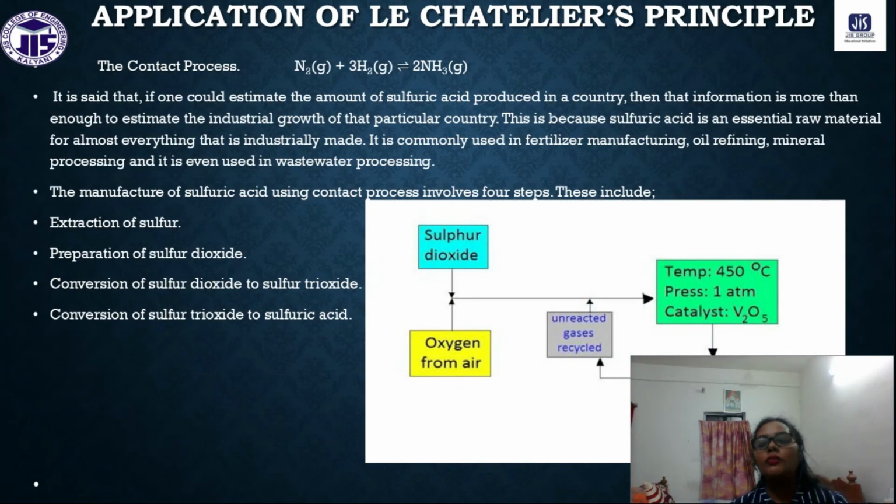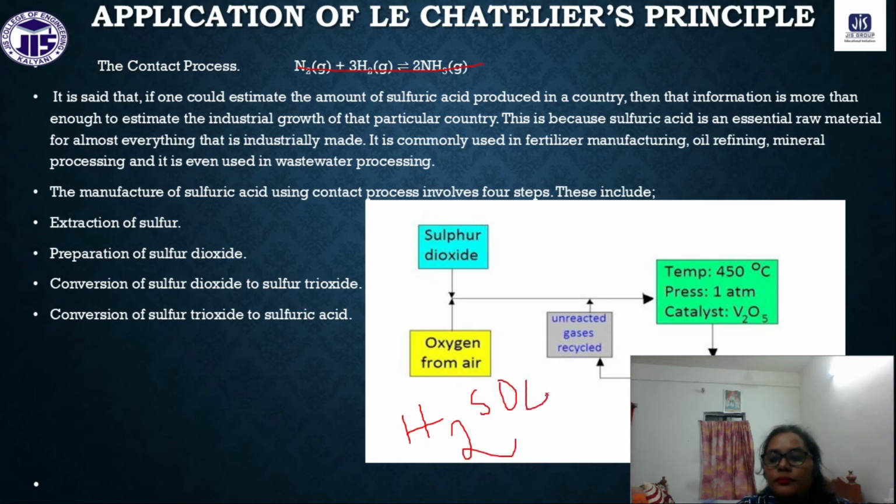Now we will see what the contact process is. The contact process is generally used for the production of sulfuric acid, that is H2SO4.